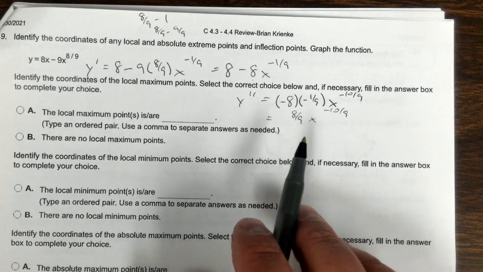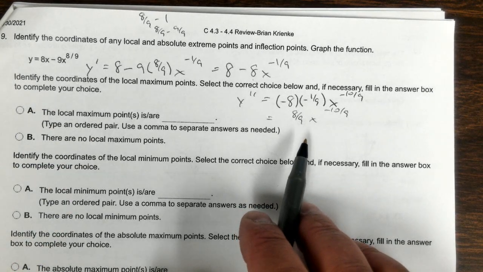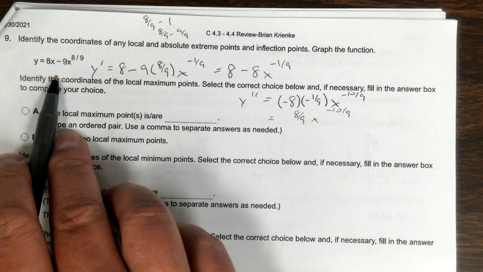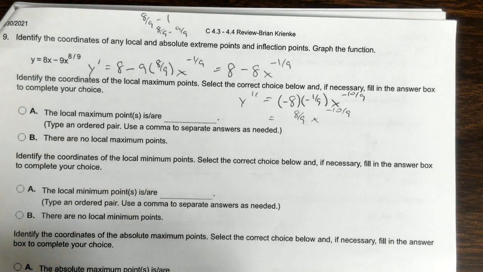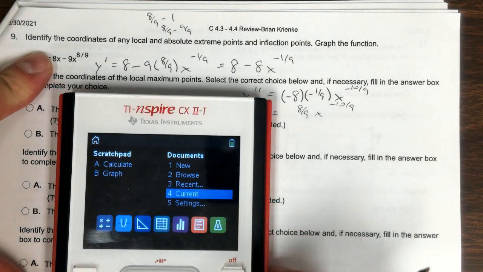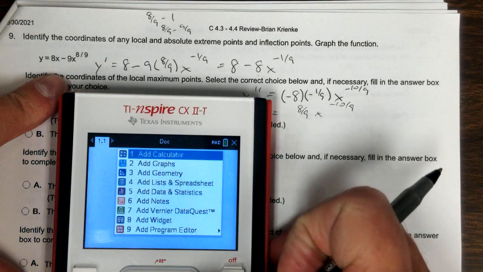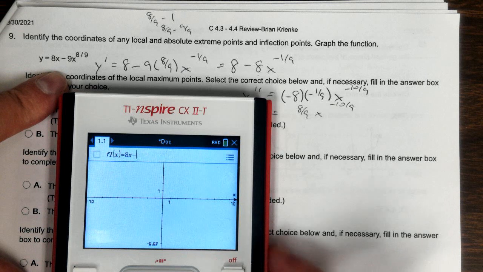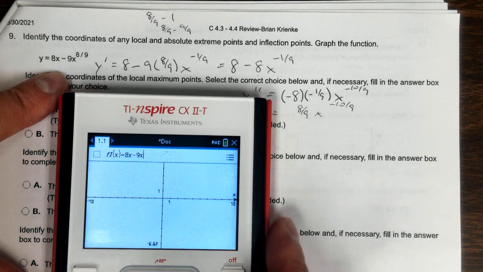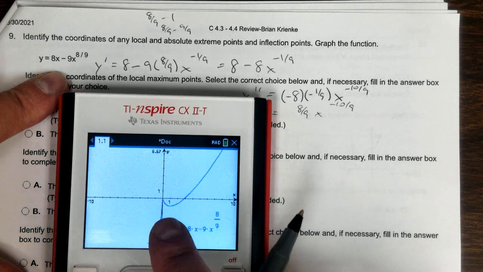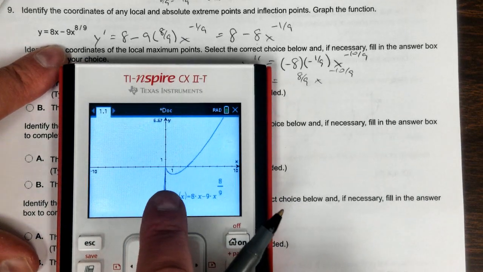So let's graph that. And we're also going to need to get our other values. Okay, so let's graph it. (8x minus 9x^(8/9)). Okay, so that's the cusp type problem.